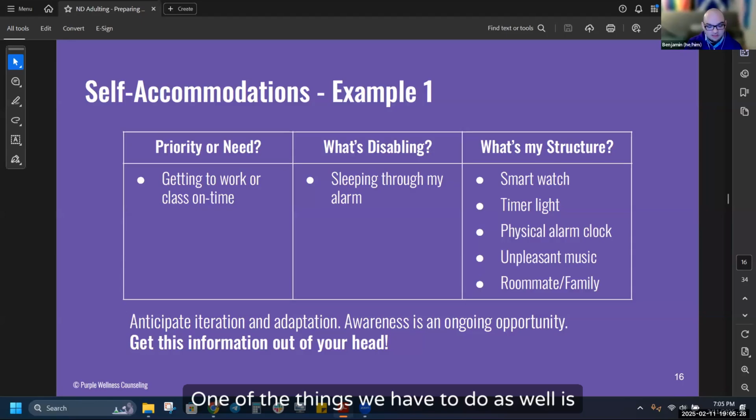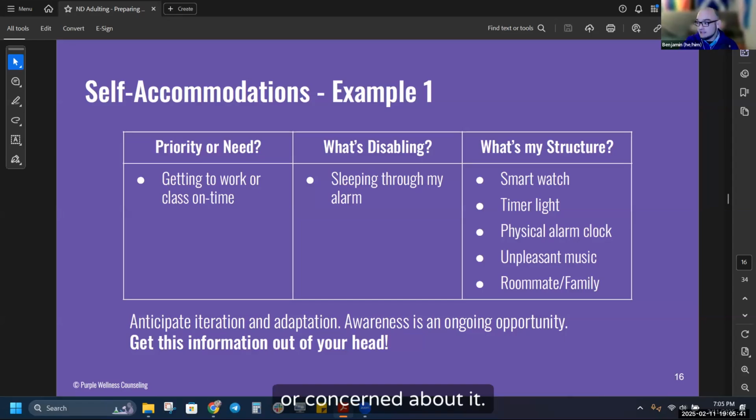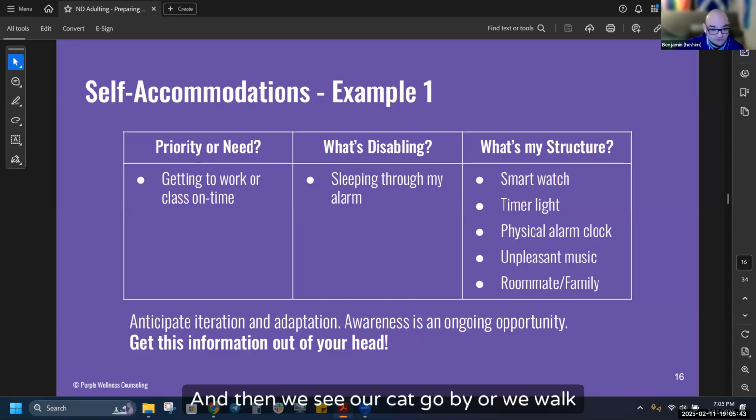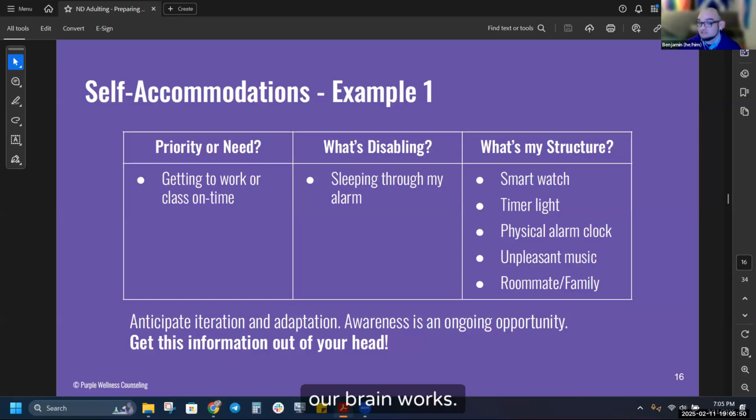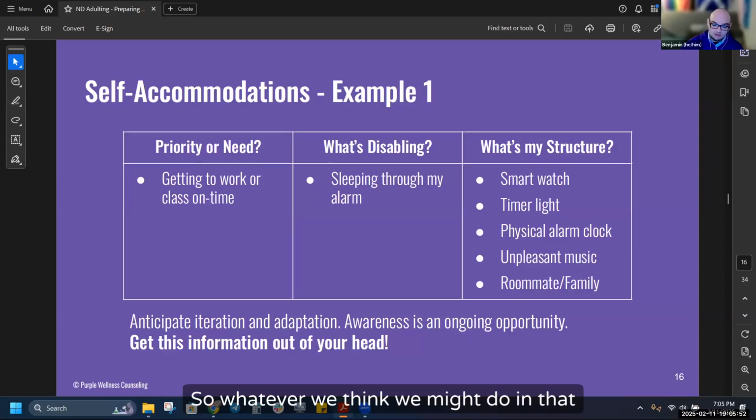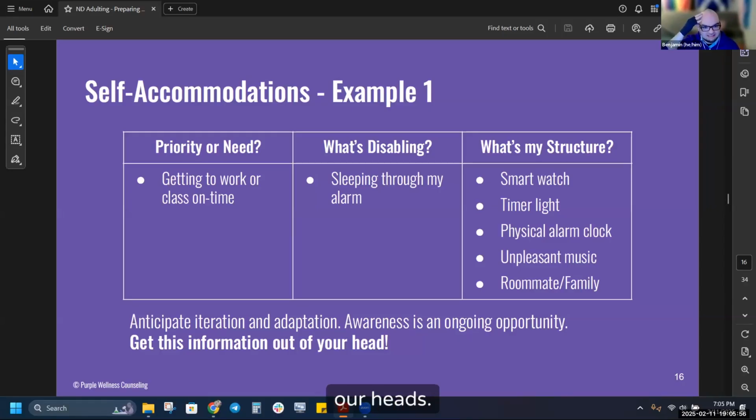One of the things we have to do as well is get this information out of your head. ADHDers, we love to have lots of different ideas, things going on up here, and we very much often believe that we're going to hold on to that information because we are so interested or concerned about it. And then we see our cat go by or we walk through a door and it's all gone, right? So we have to know that that's part of how our brain works. And whatever we think we might do in that moment, one of the things, our structure that we can do for ourselves is to get it out of our heads. So how are we going to get it out? Where is it going to live?